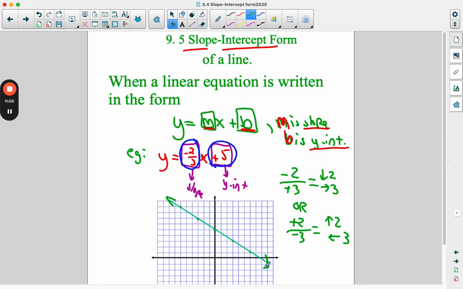So graphing something that's given to you in slope intercept form should save you tons of time in your graphing. You don't have to plug in 4 values for x. You don't have to get 4 values for y and plot those points. Now all we're going to do is find that y-intercept and plot that point, and we're going to count the slope up and down, left and right.